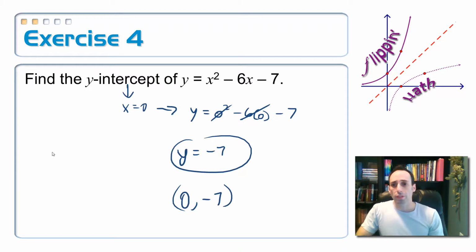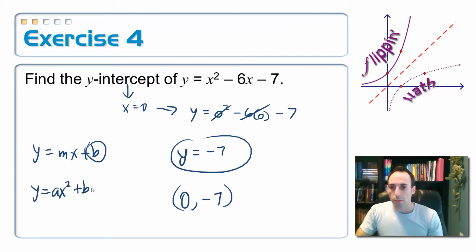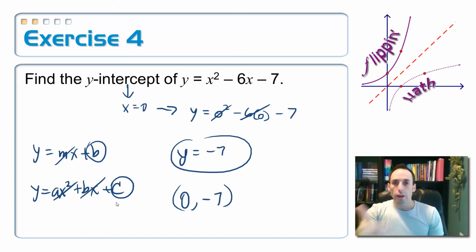So think about this for a second. If you had y equals mx plus b, what's the y-intercept? It's the constant term. If you have y equals ax squared plus bx plus c, what's the y-intercept? It's the constant term. The reason is that x is 0, so those terms are gone, and in the first case you have just b, and in the other you're left with just c.